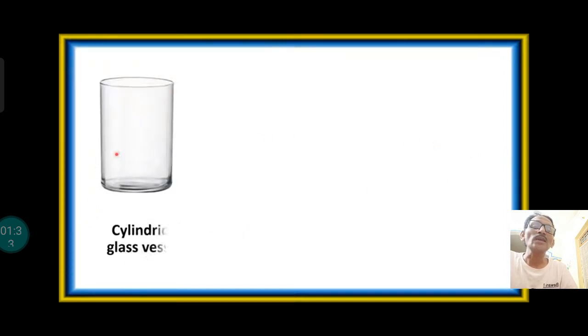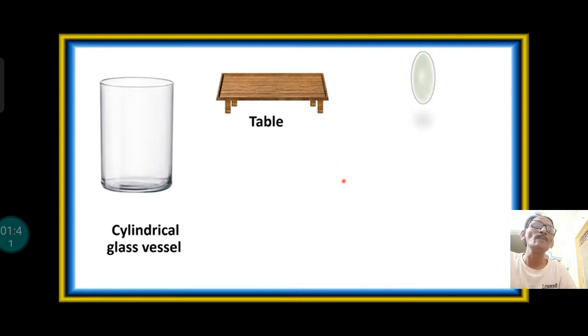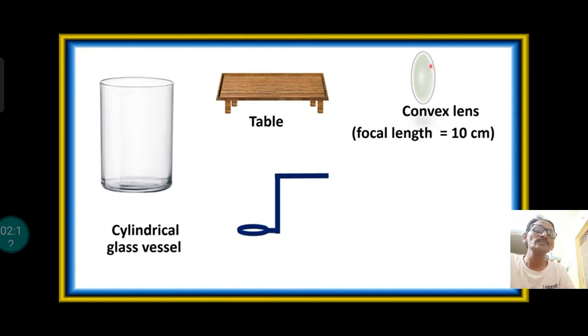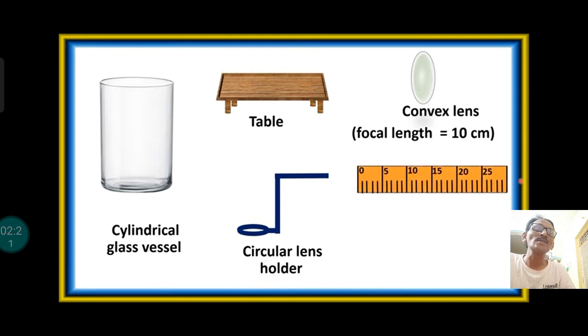Now, take a cylindrical glass vessel, take one table, a convex lens of focal length up to 10 centimeter, a lens holder. You can see the apparatus: a circular lens holder, a scale, black stone. These are the set of apparatus required to perform the lab activity.